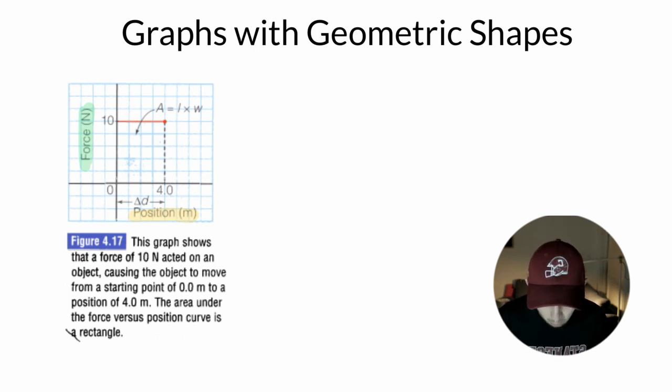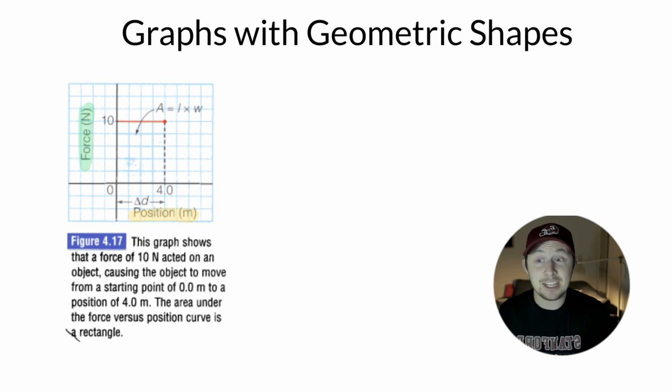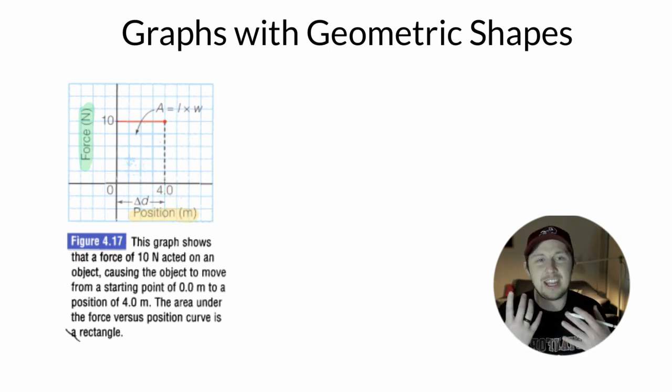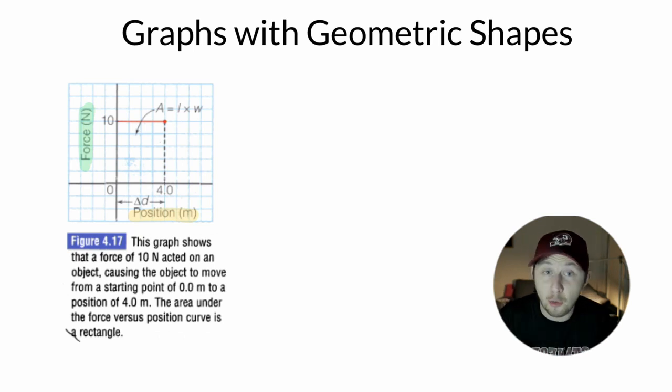All right. Now, what this graph is showing here is that we have a force of 10 newtons. This line right here, this horizontal line, shows us a force of 10 newtons. And that force of 10 newtons is acting upon an object, causing it to move from its starting point here at 0 over 4 meters. All right, this is a force versus position graph.